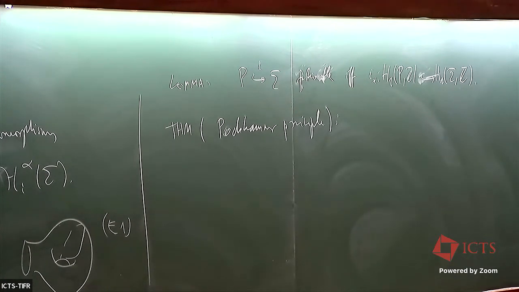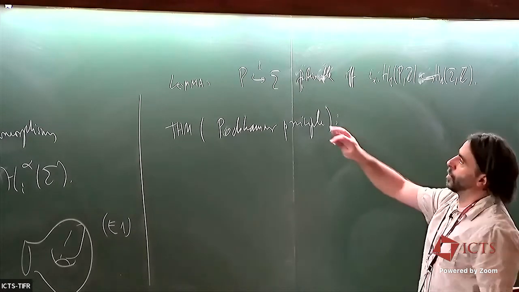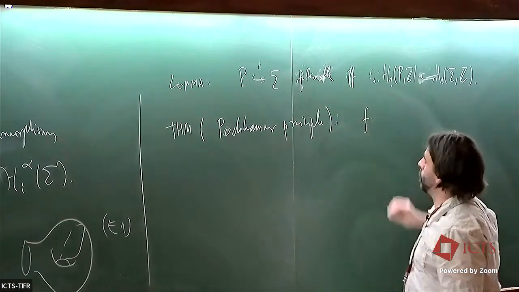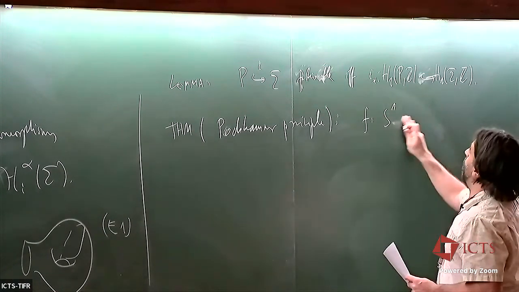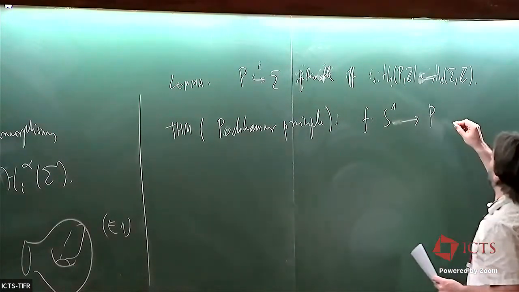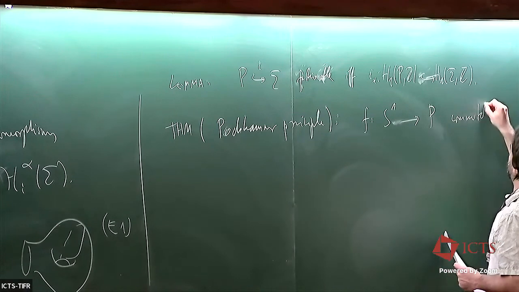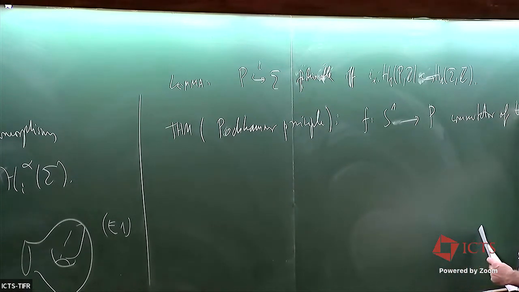So let's have a pair of pants in a decomposition. And now we take F. Okay, so we have F, which is this commutator of two boundary circles.